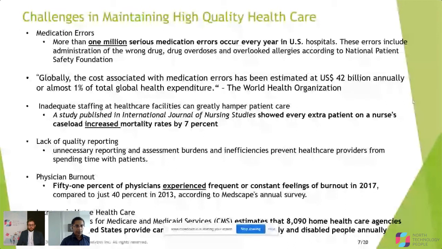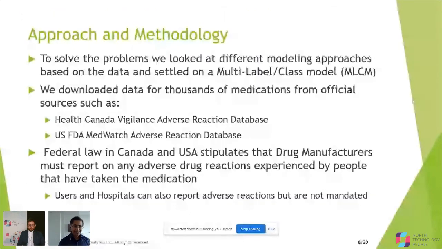What are some of the approach and methodology on how we solve the problem of predicting side effects for medications and the other cases? We looked at different modeling approaches, but what we settled on is a multi-label, multi-class model. The data that we used was from the Health Canada Vigilance Adverse Reaction Database and also the US FDA MedWatch data. As I mentioned, federal law mandates manufacturers of drugs to report adverse reactions from the drugs that people have taken. Users of that medication and hospitals can still report to Health Canada or the FDA, but they're not mandated to report any adverse reactions that you get from taking a medication.